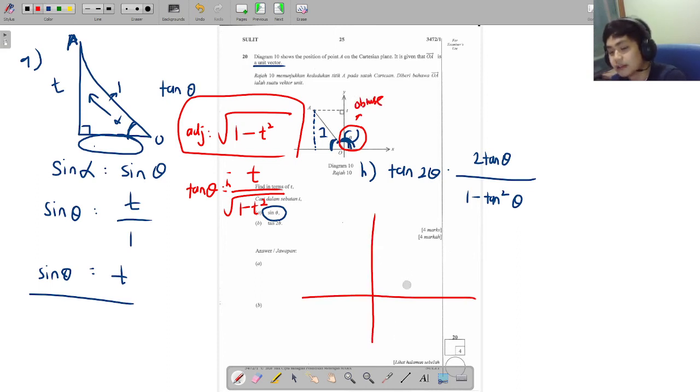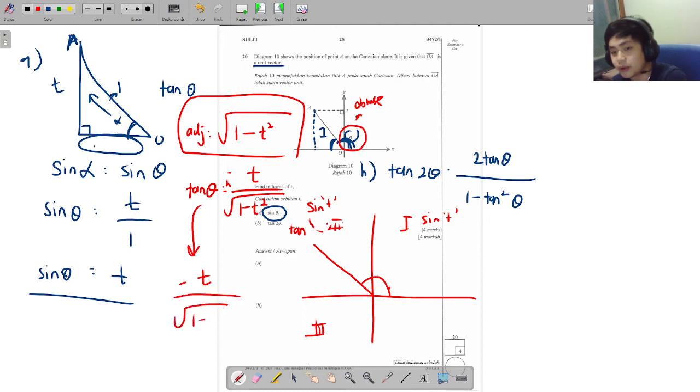If you look at the unit circle, this is the first quadrant, second quadrant, and the third quadrant. Now, we are currently in the second quadrant because the angle is obtuse. So if you are in the second quadrant, sine is positive here, right? However, tangent is negative here. So since tangent is negative here, tangent theta is negative t over square root of 1 minus t square.